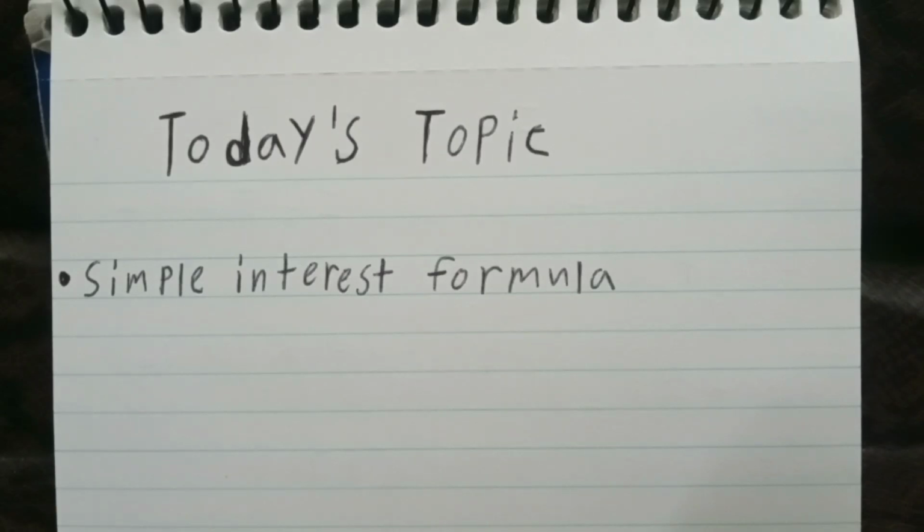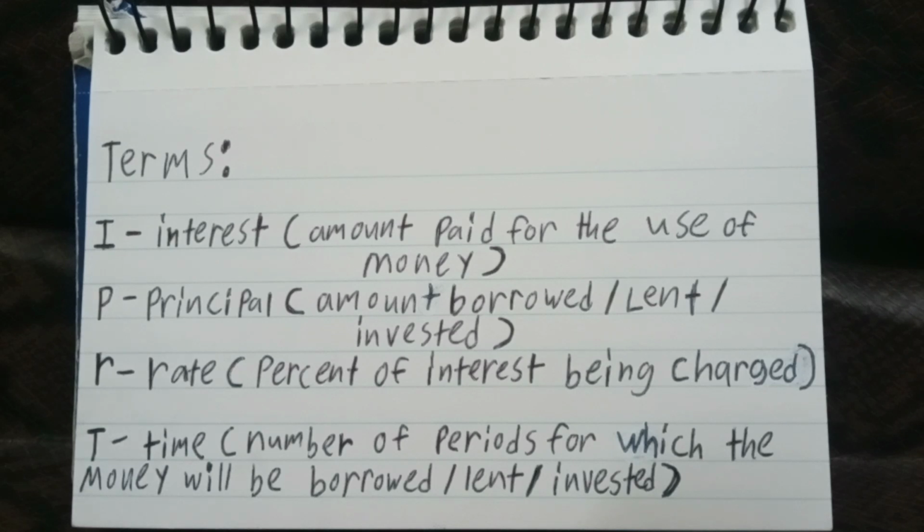For today's topic, we have the simple interest formula. So let's start first with our terms. For letter I, we have interest, which means the amount paid for the use of the money. For letter P, we have principal, which means the amount borrowed, lent, or invested. And for letter R, we have rate, which means the percent of interest being charged.